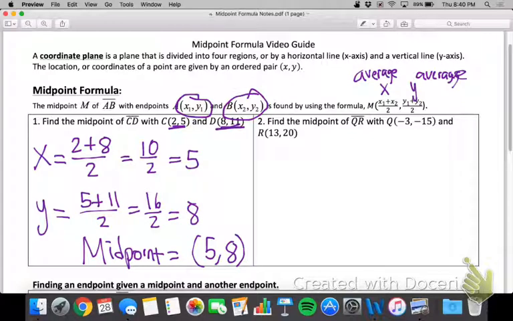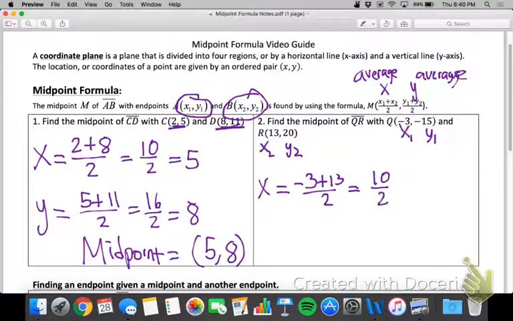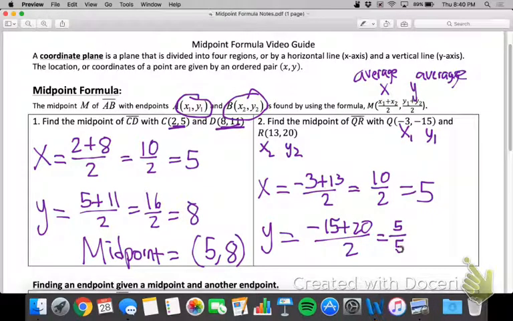Another example, same thing. Now our point is, this is going to be x1, y1, and this is x2, y2. And the way you name the points doesn't matter. You just need to, again, average the two x values. So the x is going to be -3 plus 13 over 2, which is 10 over 2, which is 5. And the y coordinate is -15 plus 20 over 2, which is 5 over 2, which is 2.5. So here the midpoint would be (5, 2.5).